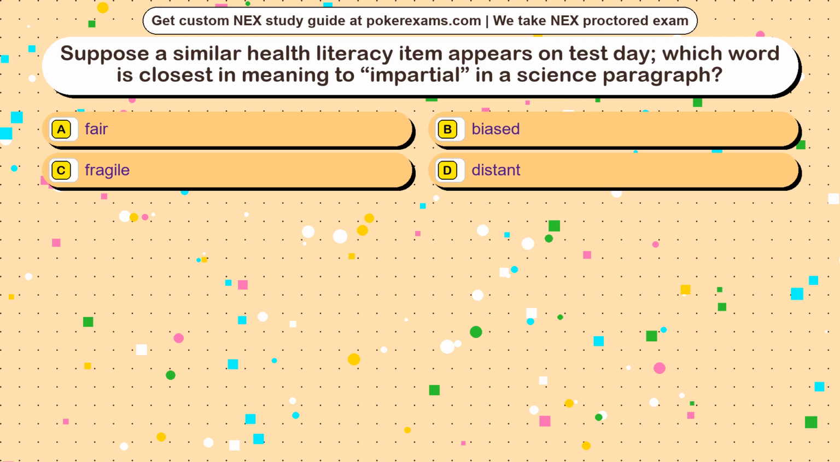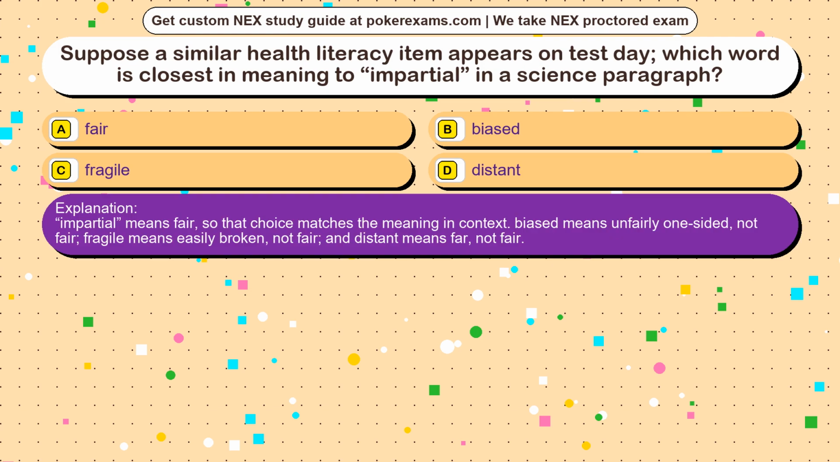The correct answer is option A. Impartial means fair, so that choice matches the meaning in context. Biased means unfairly one-sided, not fair. Fragile means easily broken, not fair. And distant means far, not fair.